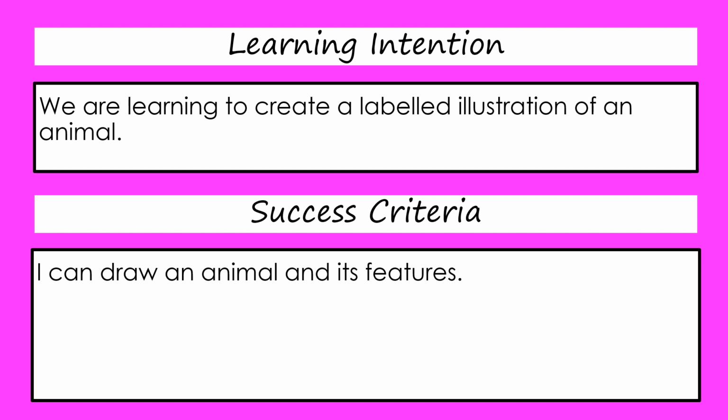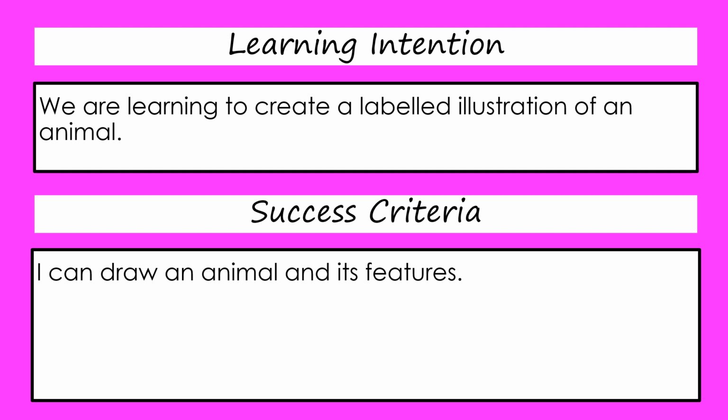Let's finish our lesson by looking back at our learning intention and success criteria. We are learning to create a labelled illustration of an animal. So we did that by drawing a picture of a lion. We followed some instructions on how to do that to give us some confidence when drawing animals by ourselves, and we did label it.